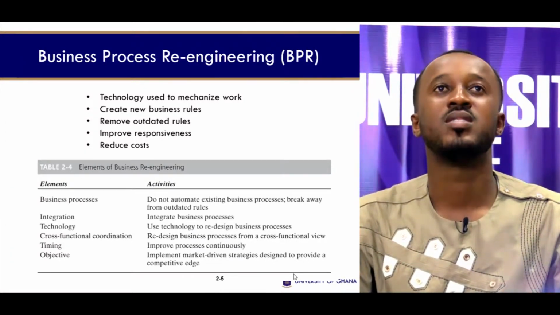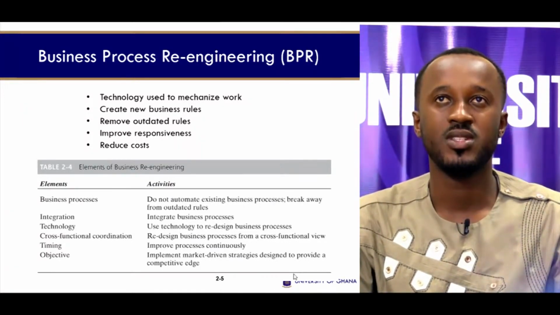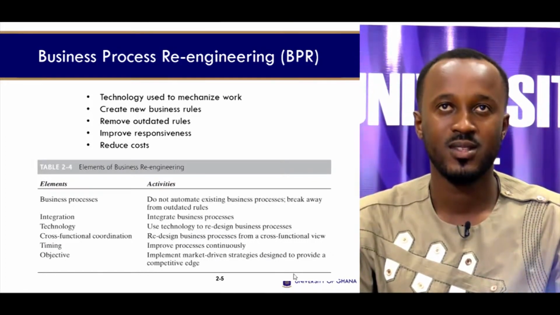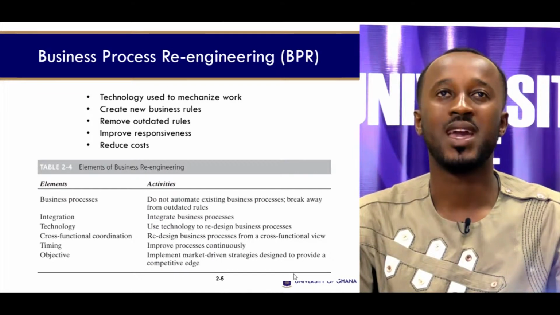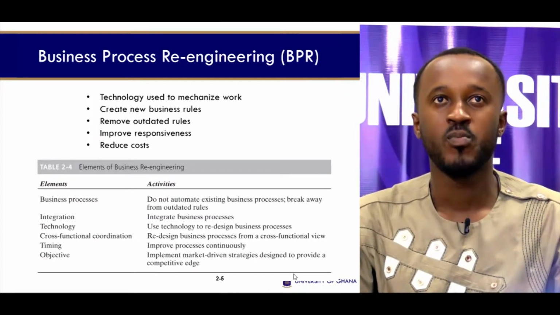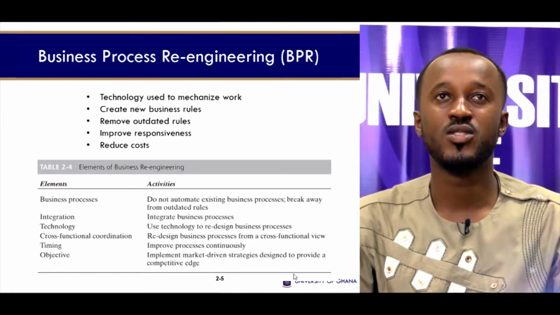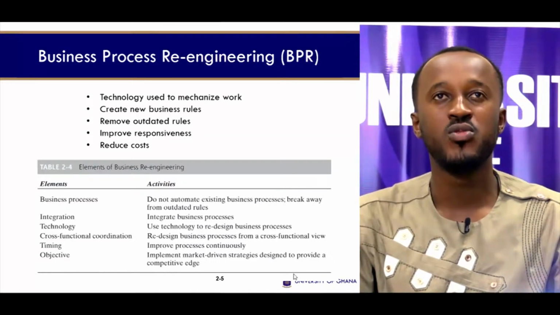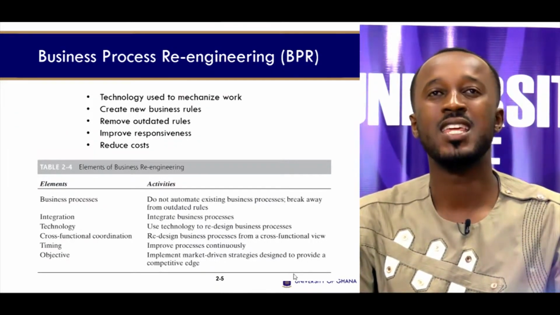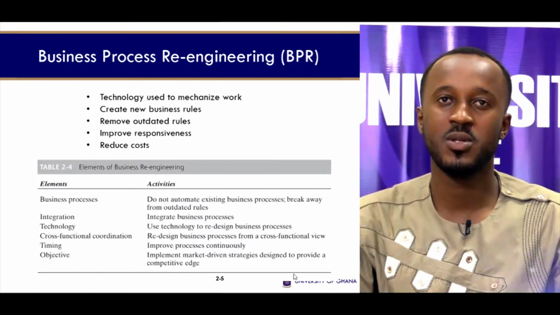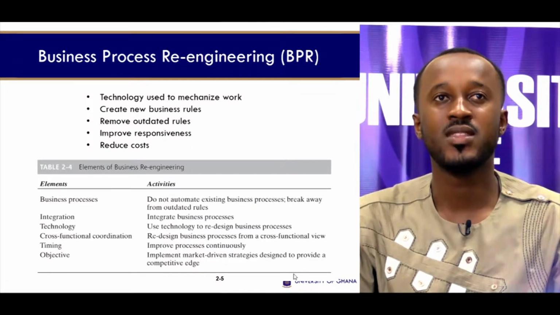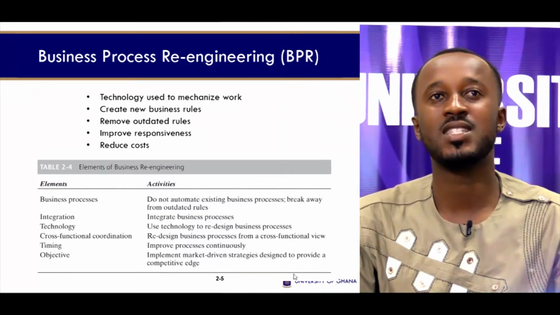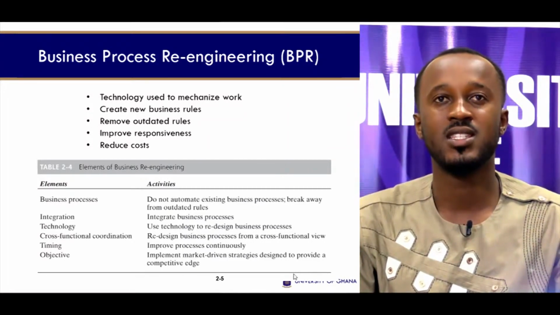So let's look at business process re-engineering, BPR. Under BPR, technology is used to mechanize work. Now we create new business rules, we remove outdated rules, and improve responsiveness, which helps to reduce costs. The table beneath shows the elements and the activities with regards to each element.